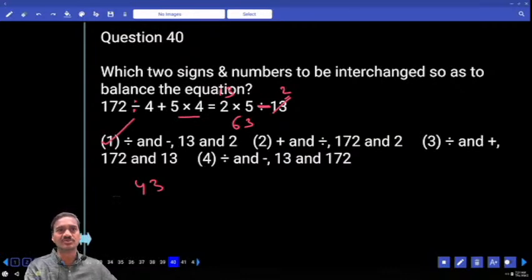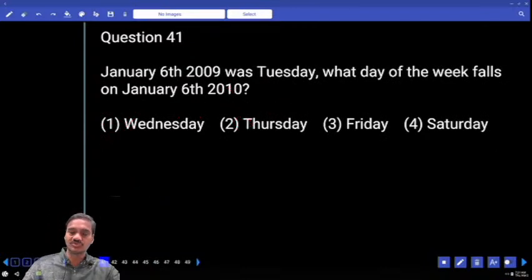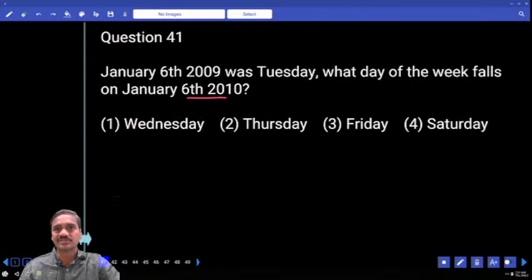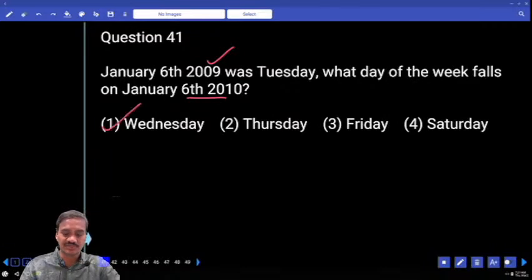Okay? Now 2 symbols as well as 2 numbers were also interchanged. Then coming to 41. Now in this 41, Jan 6th, 2009, Tuesday, and Jan 6th, 2010. The very next year. Next year means in 2009, how many odd days? 1 odd day, because 2009 is a non-leap year. 1 odd day. Tuesday next year to a Tuesday. Next day to Tuesday is Wednesday.